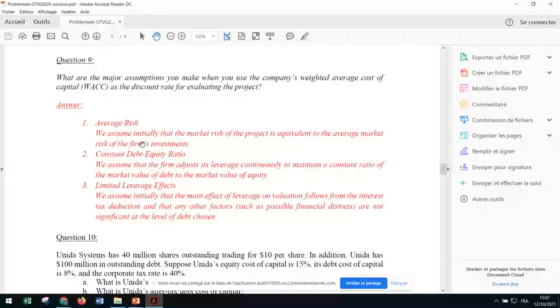I told you in class, for example, if Intel is planning to build a new chip factory in the US, where Intel uses the WACC of Intel as the project's discount rate for calculating the NPV of the new project, it seems to be acceptable because Intel's average risk on their assets is likely to be the same as the risk of the new project.